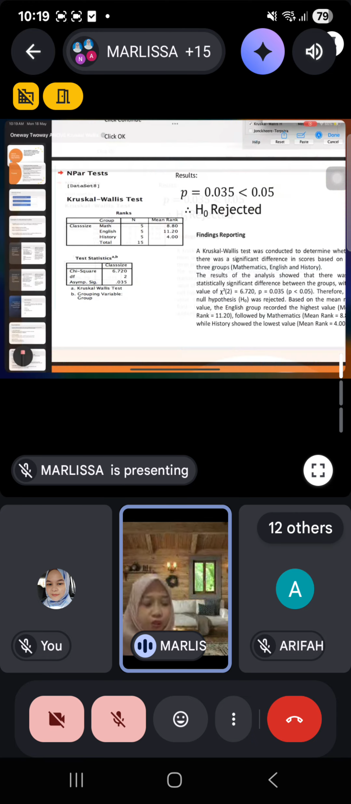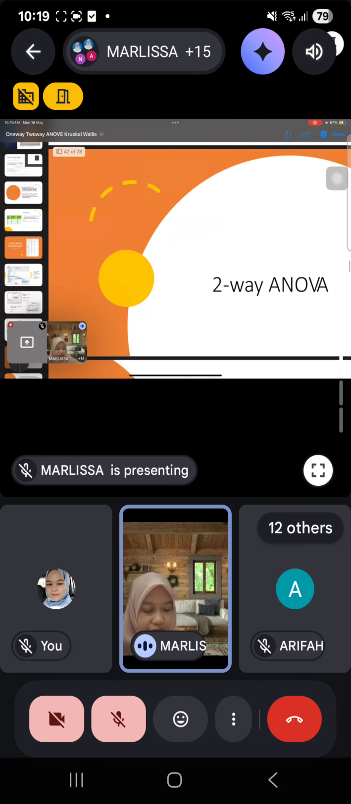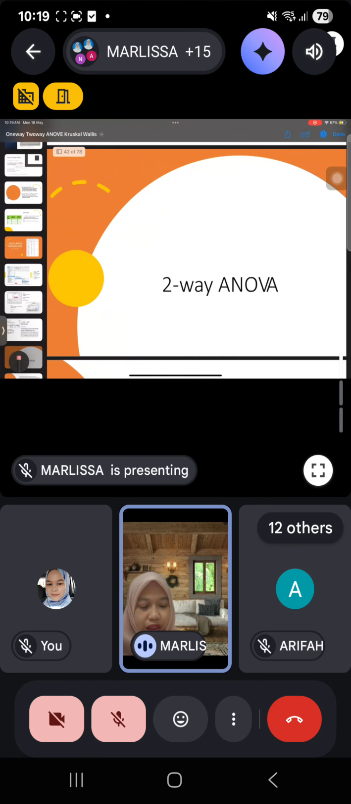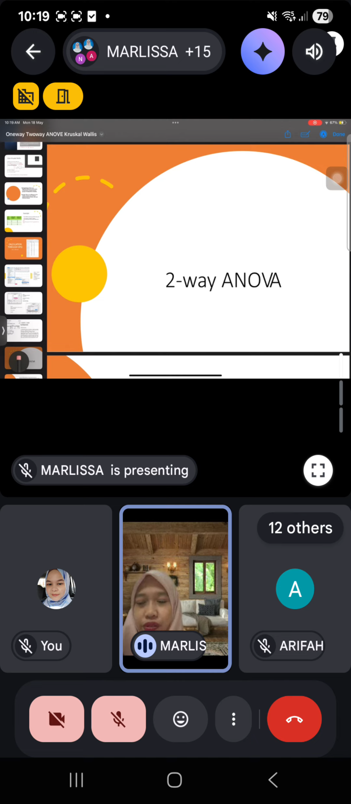So let's continue with the next analysis. Just now we looked at the one-way ANOVA. One-way ANOVA, like I said before, is where you have 3 groups, more than 2 groups. But two-way ANOVA is a little bit more difficult than one-way ANOVA, because it does not only have more than 2 groups, but it has more than 1 independent variable.